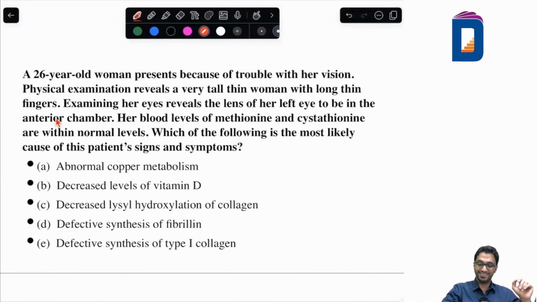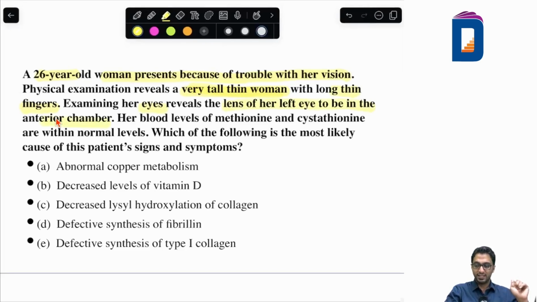Wonderful question. It's a medical question also. A 26-year-old, don't look at the keyword, just read. Presents because of trouble with her vision. Many lesions are there. On physical examination, a very tall, thin woman. Now you still can't come to a conclusion. Please note, very tall, thin woman. Sometimes you might think it could be gigantism or acromegaly. But with long, thin fingers, it again points towards Marfan's. Examining her eyes reveals the lens of her right eye to be in the anterior chamber.